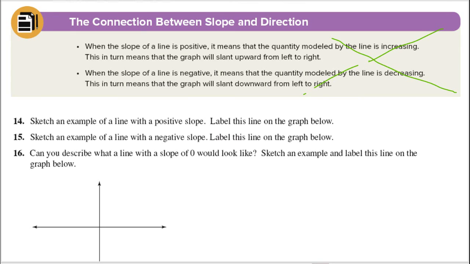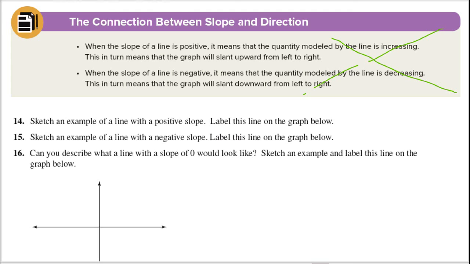Okay. So question 14, sketch a line with a positive slope. Sketch a line with a negative slope. Can you describe what a line with a slope of 0 would look like? That's going to be a little more challenging. So sketch an example and label this line on the graph below. Restart the video once you've done those 3 things.